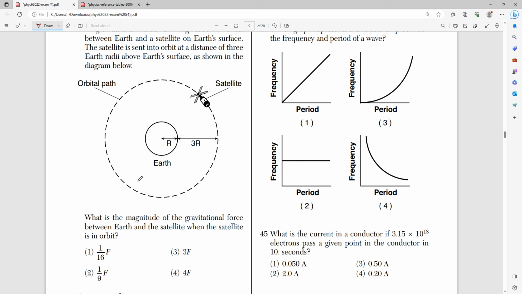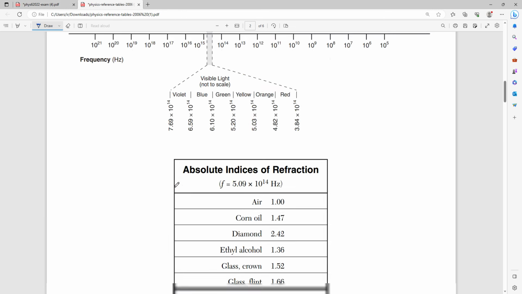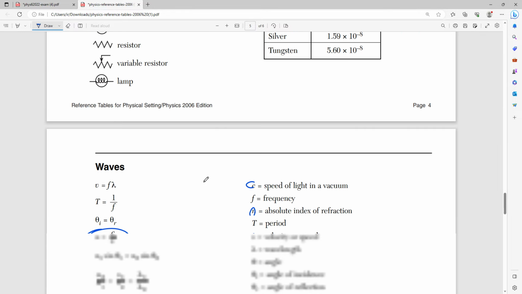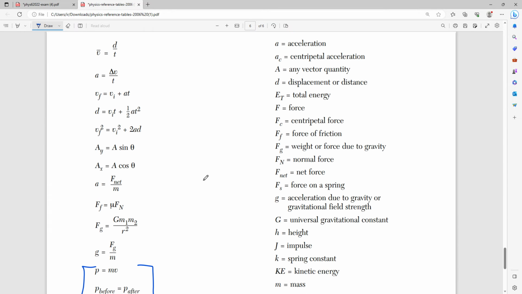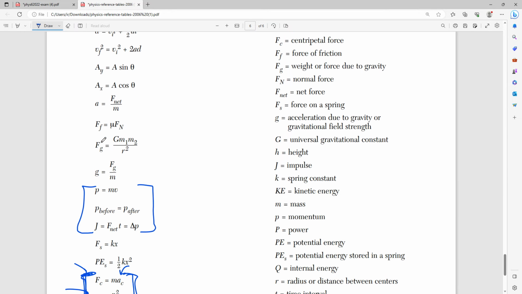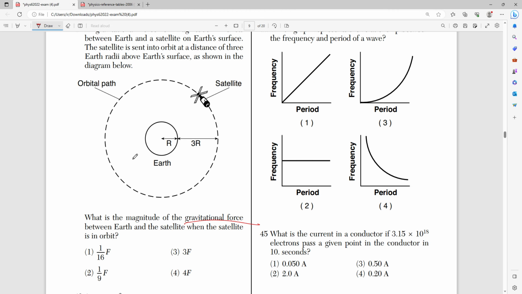So we're talking about the magnitude of gravitational force. I'm going to consult my reference table and scroll all the way down to where it says gravitational force. Right here it says force of gravity, or gravitational force: weight or force due to gravity is equal to G m1 m2 over r squared. I'm just going to write that down.